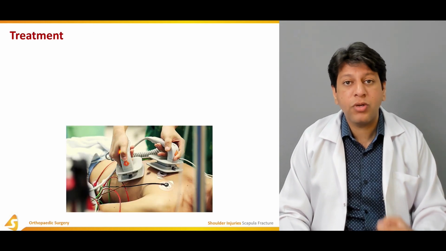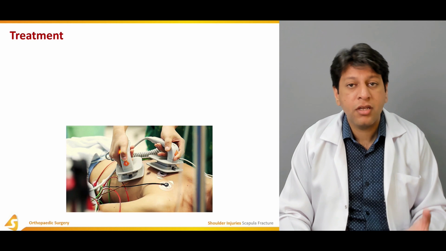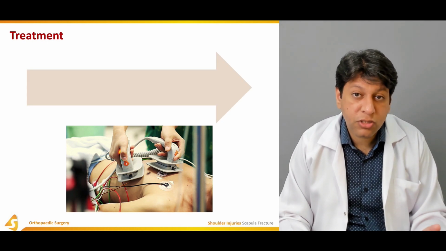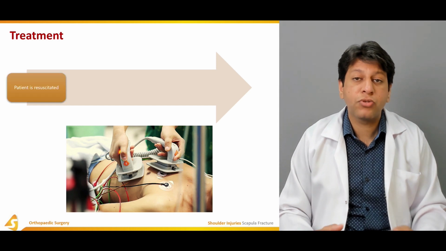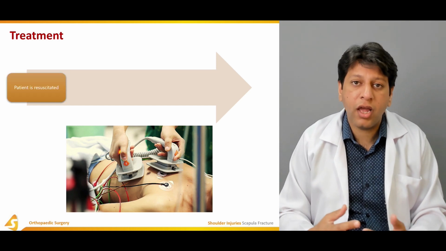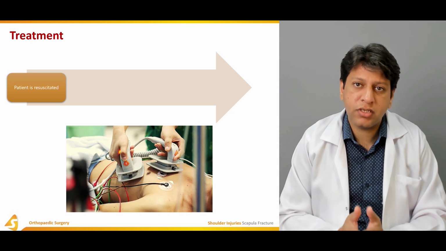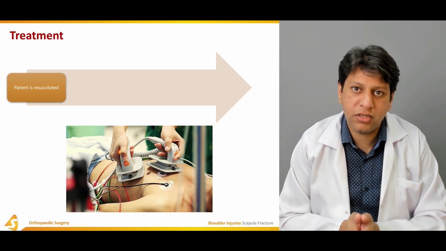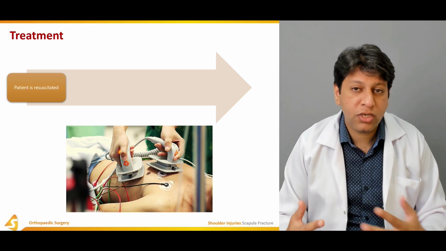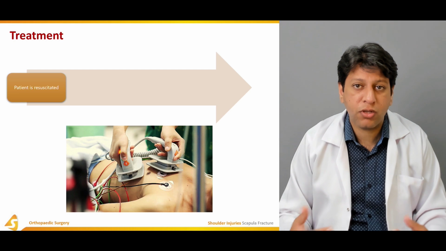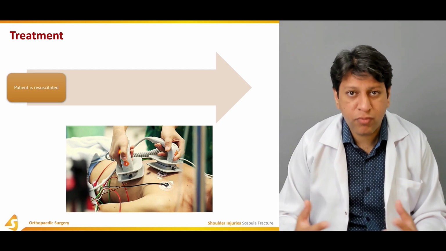Treatment: as I told you, it's associated with neurovascular injury, usually from high energy trauma. There may be associated intrathoracic injuries as well. So first and foremost, the patient is resuscitated as per ATLS guidelines. We have to make sure the patient's airway is intact, cervical spine injury is ruled out, and breathing problems such as pneumothorax, hemothorax, tension pneumothorax, and flail chest are dealt with first.